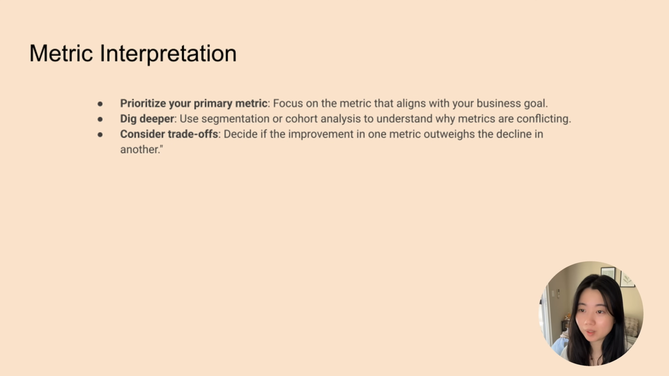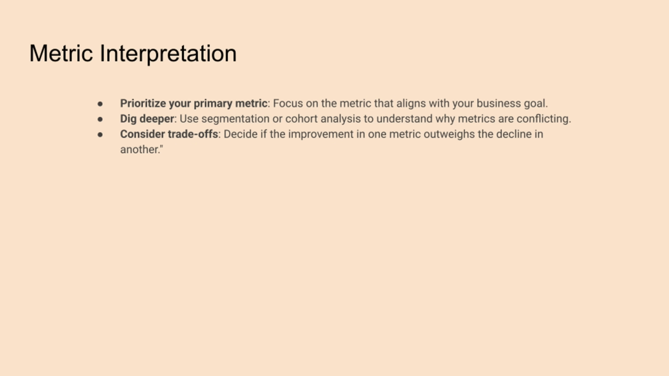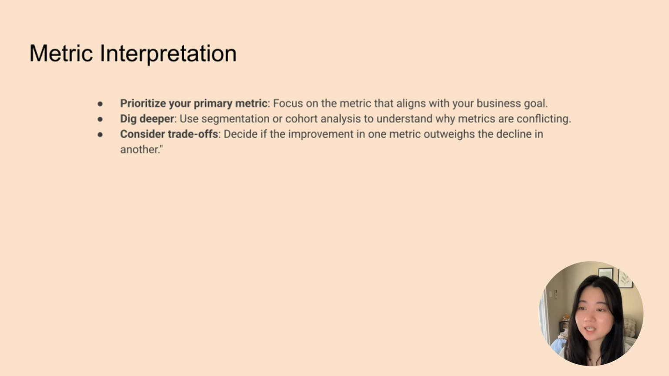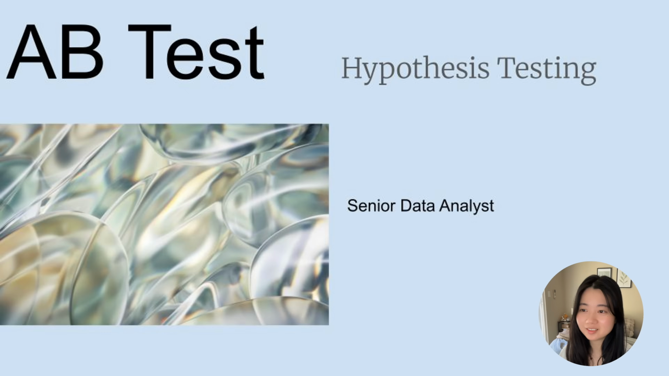Finally, it's time to make a decision. If your results are statistically significant and practically meaningful, implement the winning variant. If not, consider running the test longer or revisiting your design. And that's it. By combining careful experiment design with rigorous hypothesis testing, you can make confident, data-driven decisions.